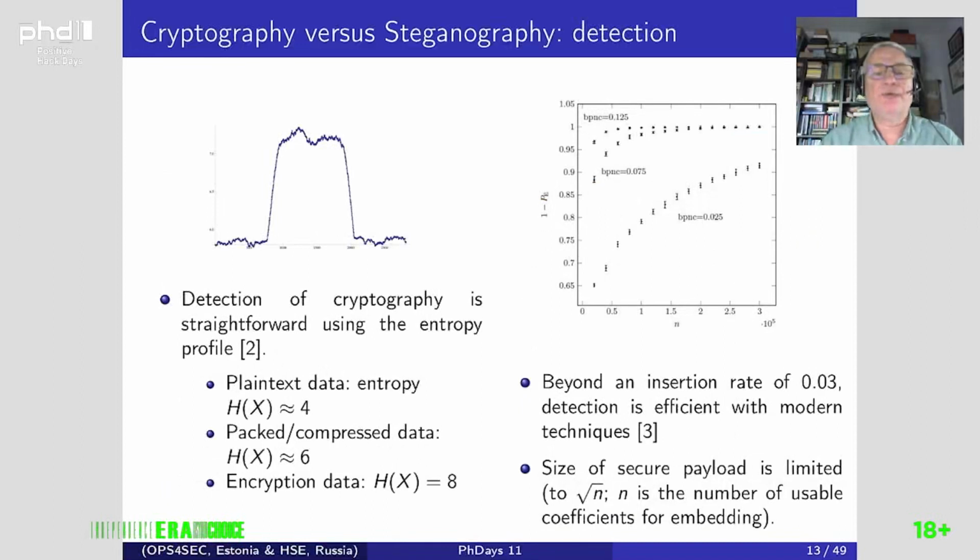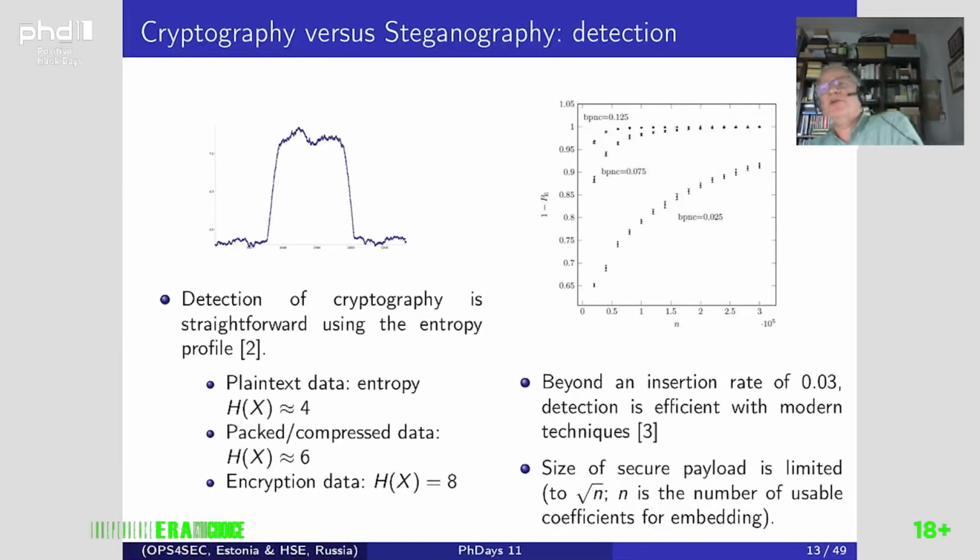Let us now compare the security of both techniques. Whenever you use cryptography, you produce random data. So using an entropy test, it is very easy to detect a peak of entropy. For example, plain text data for most languages is around 4. Once you pack or compress the data, the entropy rises to 6. And whenever you encrypt, the entropy will be maximal, at 8. So with a simple entropy profile test, you are able to detect that encrypted data are exfiltrated.